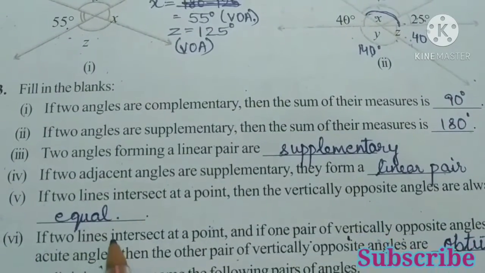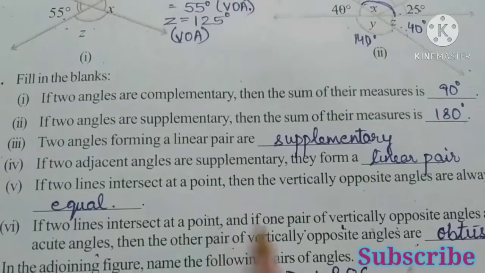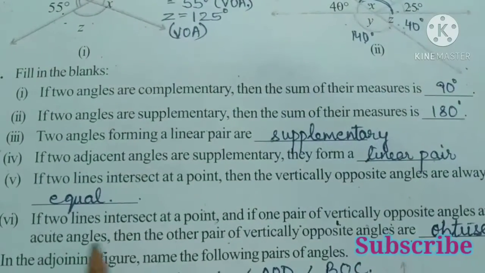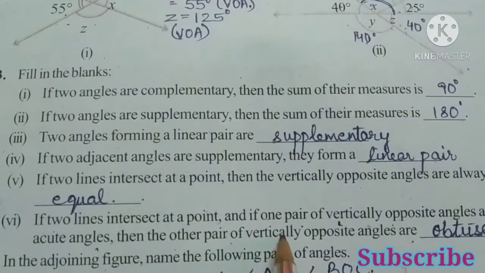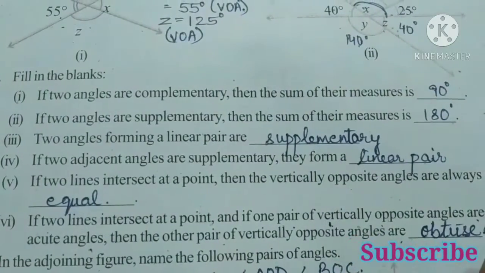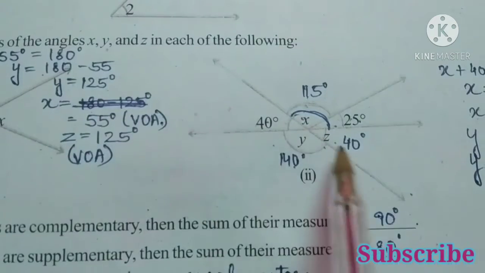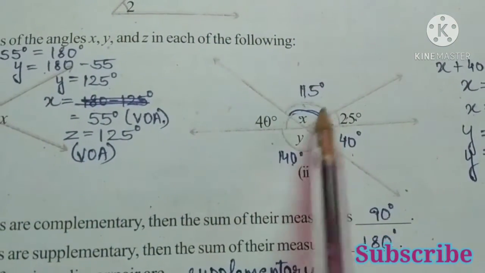Sixth, if two lines intersect at a point and if one pair of vertically opposite angles are acute angles, then the other pair of vertically opposite angles are obtuse. This 40 is an acute angle, so 140 is an obtuse angle.